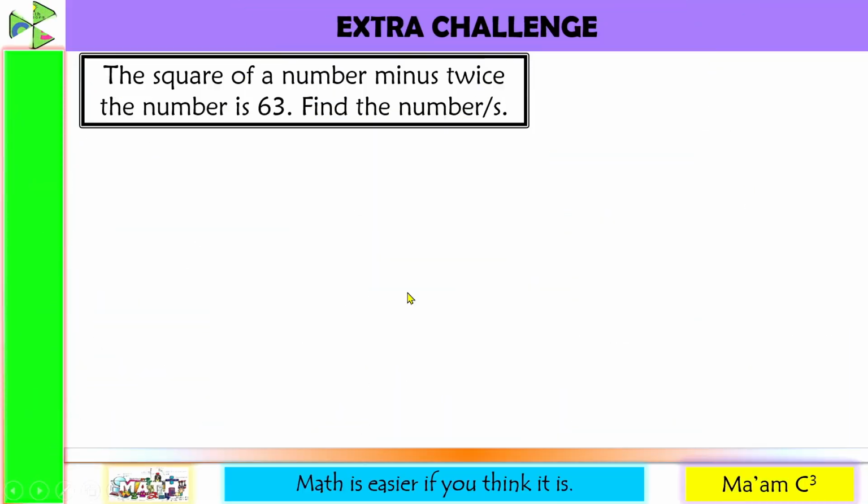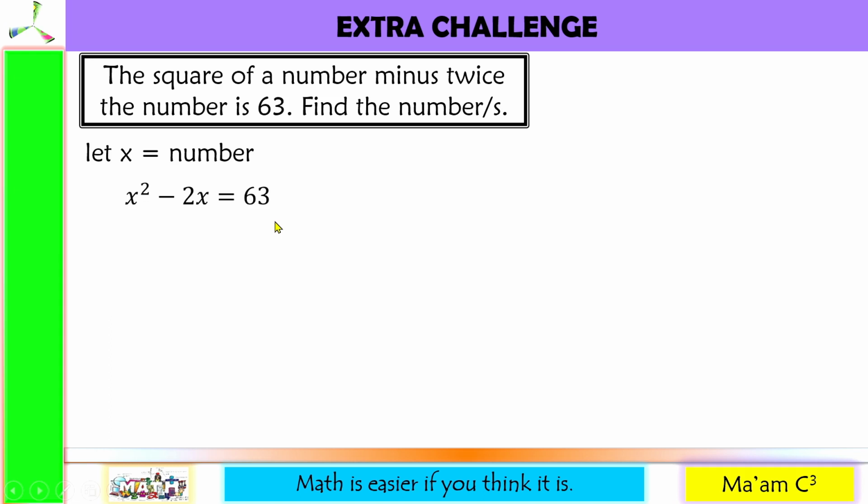Let us do an extra challenge. The square of a number minus twice the number is 63. Find the number or numbers. First, let x be the number. It says here the square of a number, so that would be x squared if x is our number. Minus twice the number, so minus 2x. Equal sign, then 63.